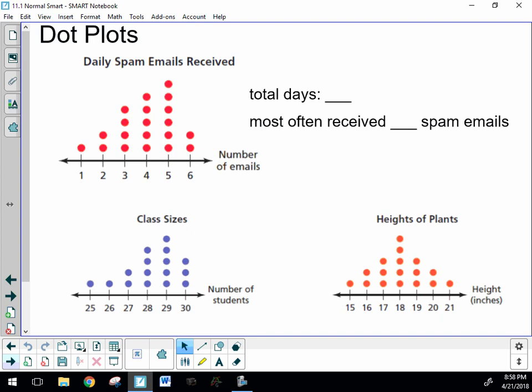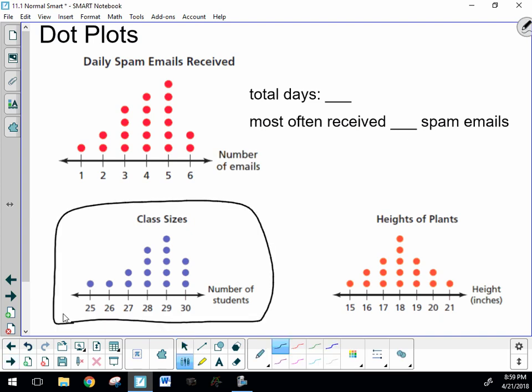So these are a couple of examples of dot plots. This one at the bottom I like. It represents some classes at a school, and each of those dots represents one class. So altogether, this is showing you 1, 2, 3, 4, 5, 6, 7, 8, 9, 10, 11, 12, 13, 14, 15, 16. This is showing you information about 16 different classes.